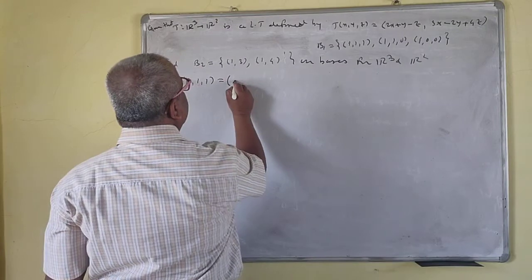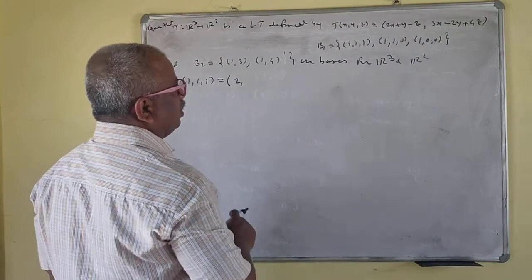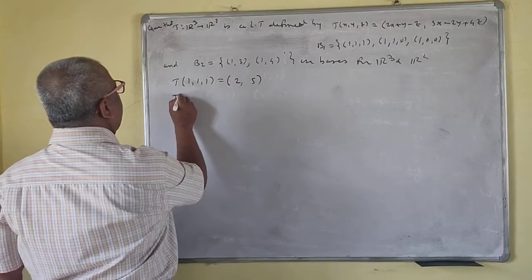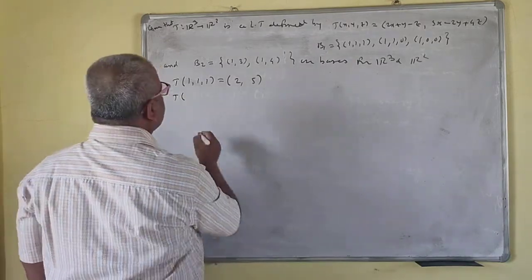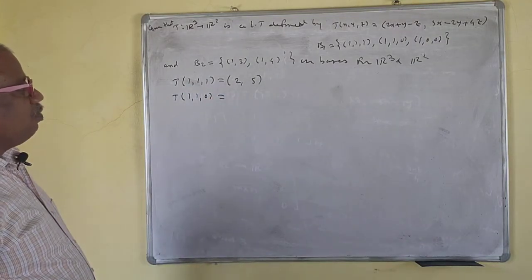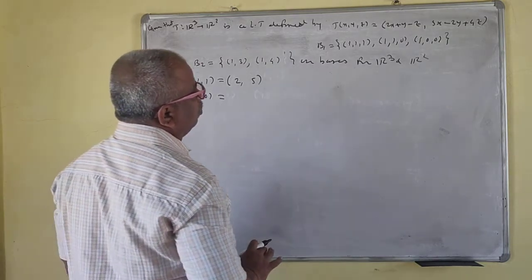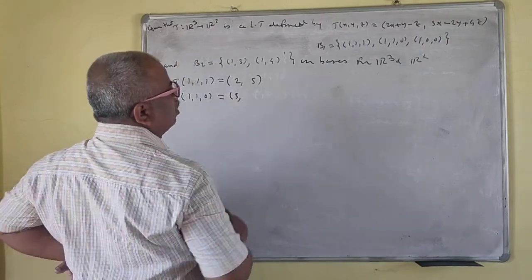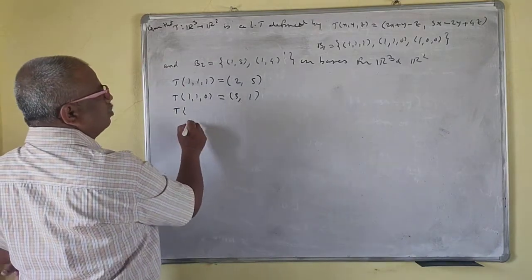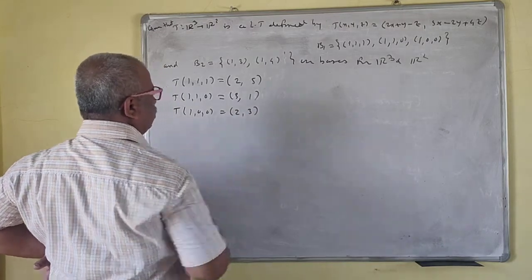T of 1 1 1 is 2, then 3 plus 4 is 7, 7 minus 2 is 5. Okay. Now T of 1 1 0. Your Z is 0 here, so 2 plus 1 is 3, and then 3 minus 2 is 1. Now T of 1 0 0: only write the coefficients of X here. So this is 2, 3.